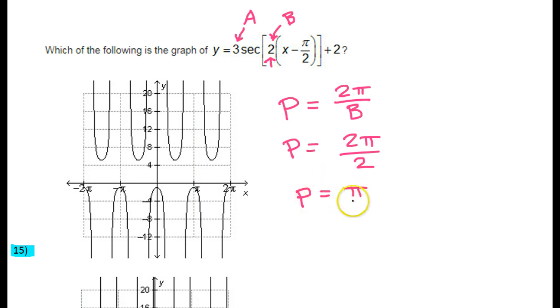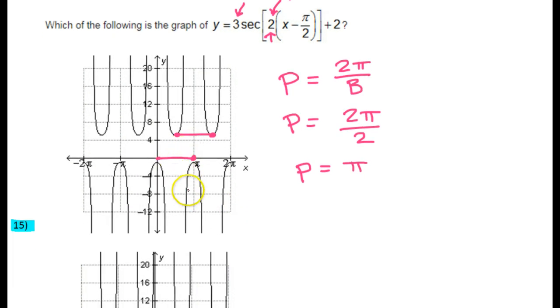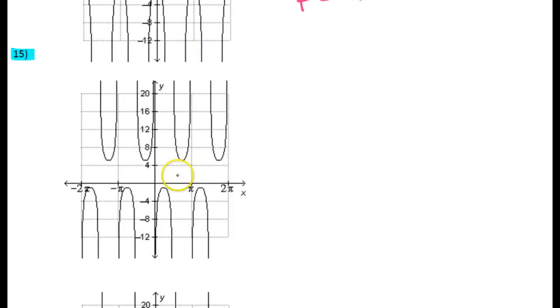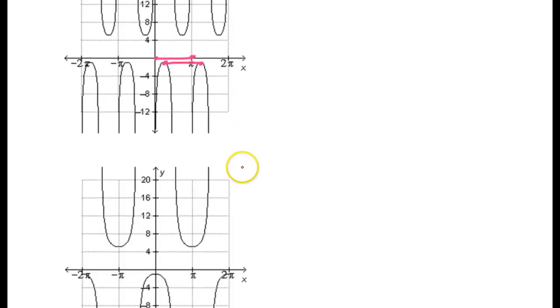So let's use that information to eliminate some of these graphs if we can. We're only going to consider graphs that have a period of pi. So that means from corresponding point to corresponding point, that has to be the same as pi on this graph. Those look about the same, so I can't eliminate that graph. From corresponding point to corresponding point, that looks about the same. Can't eliminate that graph.